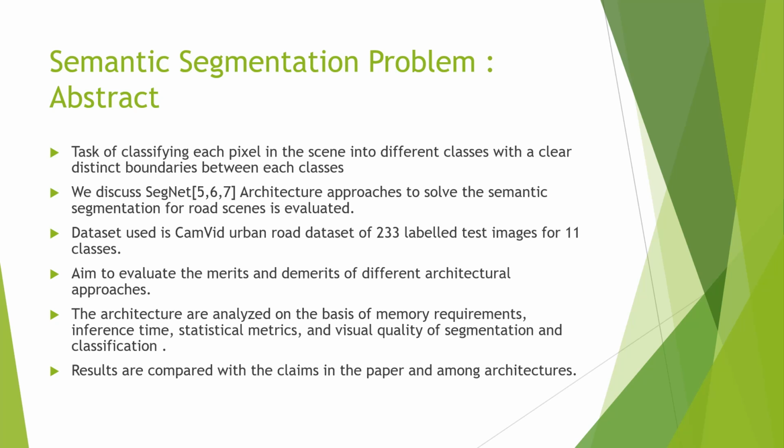The dataset used is the Cambridge urban road dataset of 233 labeled test images for 11 classes. We aim to evaluate the merits and demerits of different architecture approaches. The architectures are evaluated on memory requirements, inference times, statistical metrics, and visual quality of segmentation and classification. We also compared with the claims in the paper.